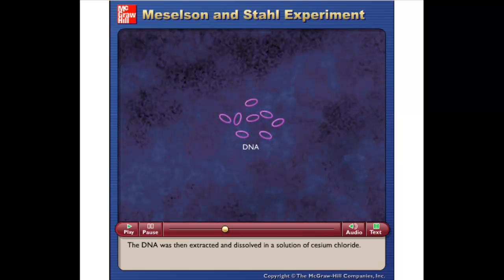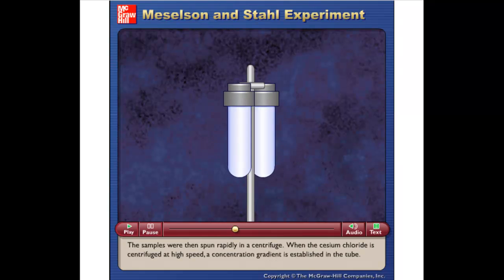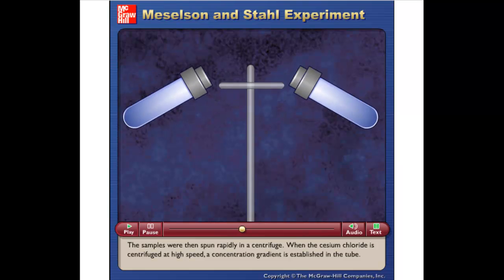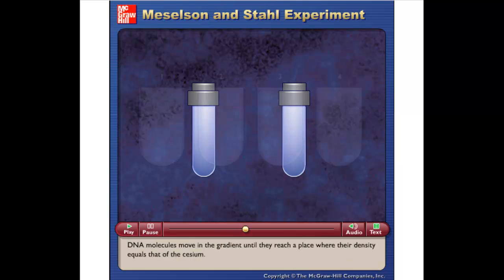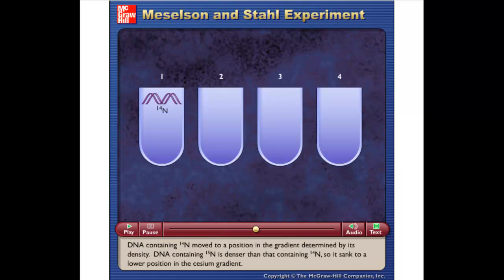The DNA was then extracted and dissolved in a solution of cesium chloride. The samples were then spun rapidly in a centrifuge. When the cesium chloride is centrifuged at high speed, a concentration gradient is established in the tube. DNA molecules move in the gradient until they reach a place where their density equals that of the cesium. DNA containing N14 moved to a position in the gradient determined by its density. DNA containing N15 is denser than that containing N14, so it sank to a lower position in the cesium gradient.